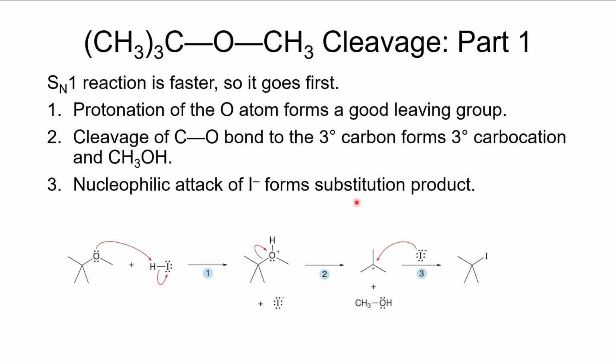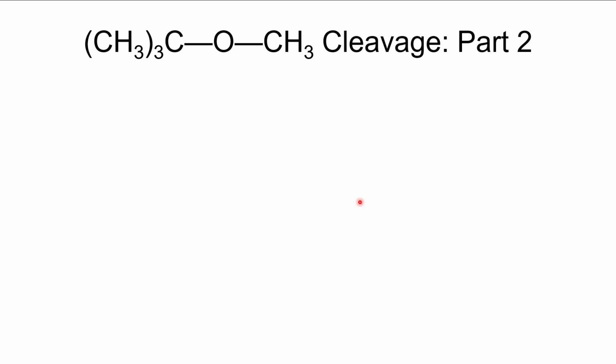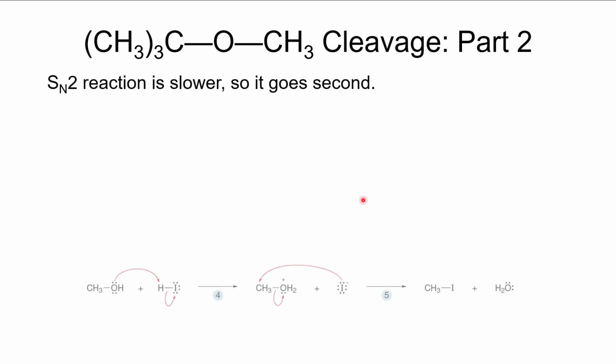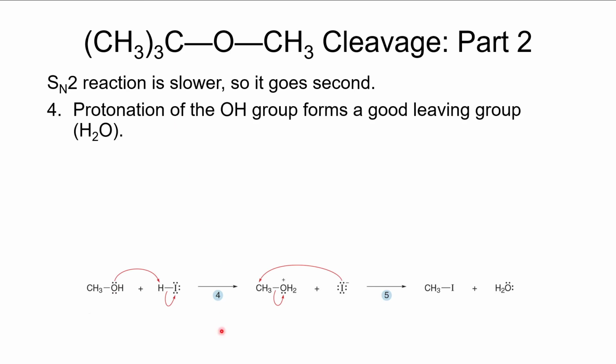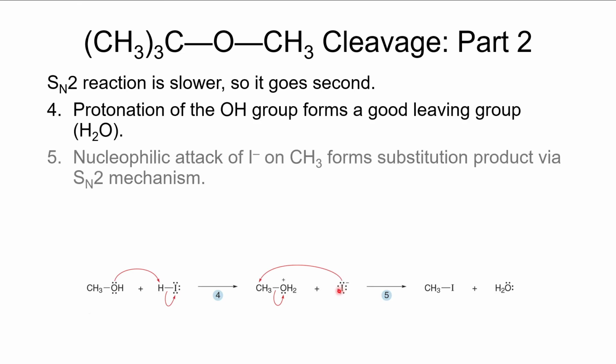All right, now for the other part of the cleavage, we're going to take the methanol and react it with HI. So this is a slower reaction. SN2 reactions generally are slower than SN1 reactions. So we'll protonate as our first step of this part. And then we're going to simultaneously break the bond between carbon and oxygen and make the bond between carbon and halogen. And of course, in this case, the halogen is the iodide.